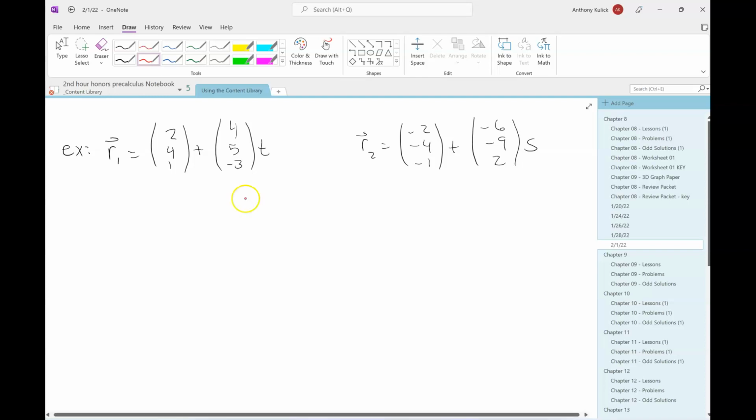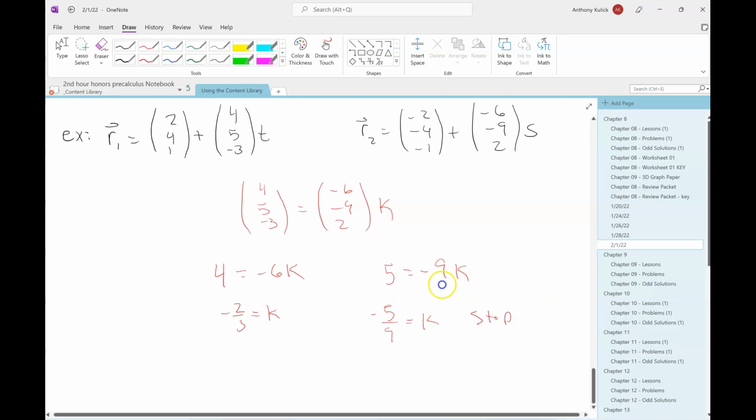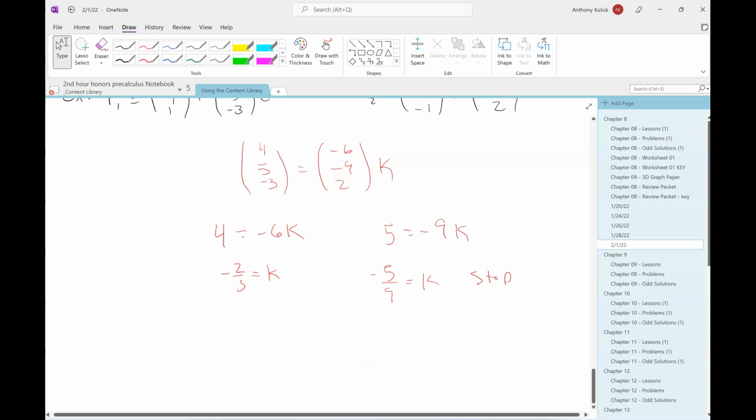Again, the first thing we want to do is check to see if the direction vectors are scalar multiples of one another. Here it's much more difficult to tell straight away, so I'm going to do this systematically. So here I get -2/3 for k. Here I get -5/9 for k, and here I'm going to stop. Since these are different values of k, I know that they are not parallel. That value of k needs to be the same for all of them.